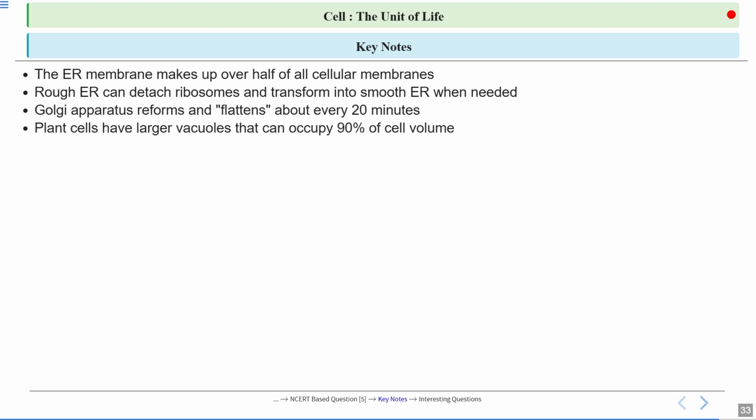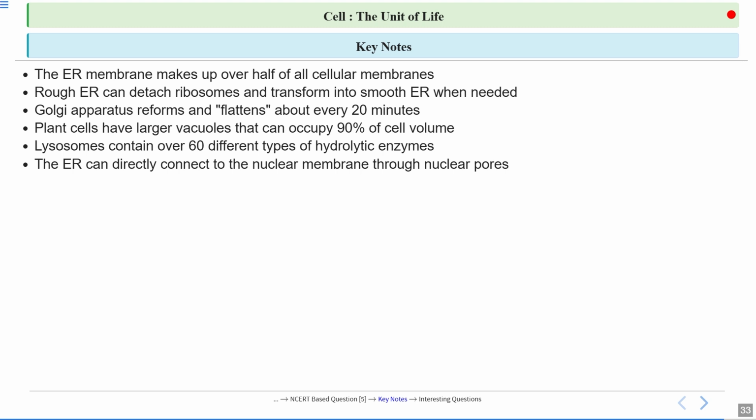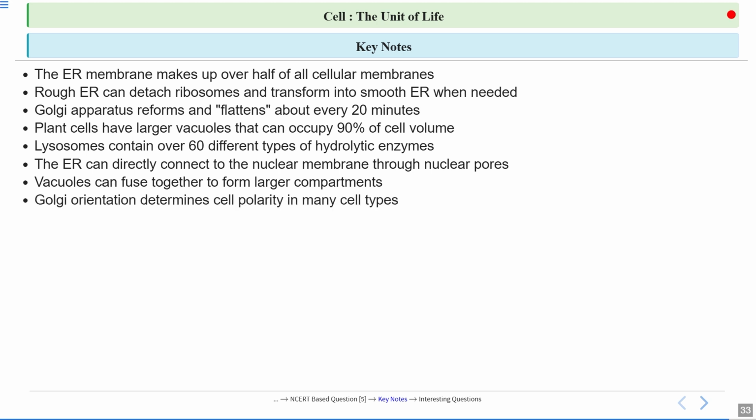Now, plant cells have larger vacuoles which occupy 90% of the cell volume. Lysosomes contain over 60 different types of hydrolytic enzymes. The endoplasmic reticulum can directly connect to the nuclear membrane through nuclear pores. Now, vacuoles can fuse together to form large compartments. Golgi orientation determines cell polarity in many cell types.